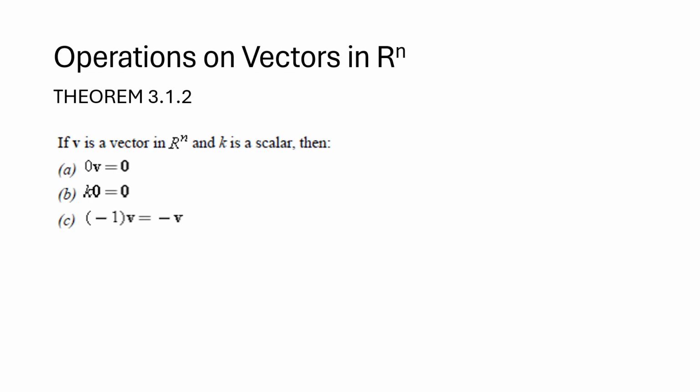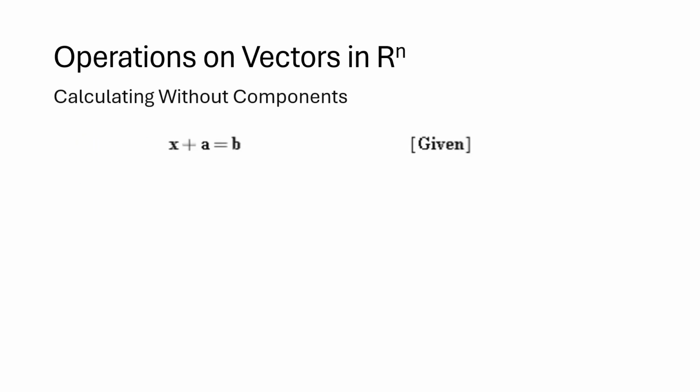So let's have calculating without components. One of the powerful consequences of theorems 1.1.1 and 3.1.2 is that they allow calculations to be performed without expressing the vectors in terms of components. For example, suppose that x, a, and b are vectors in R^n, and we want to solve the vector equation x plus a equals b for the vector x without using components.